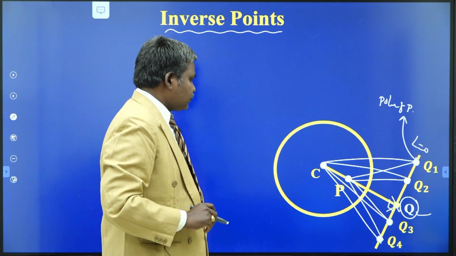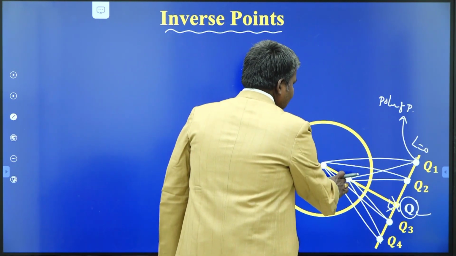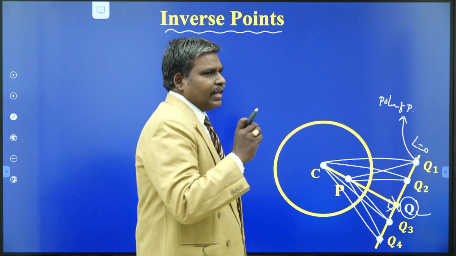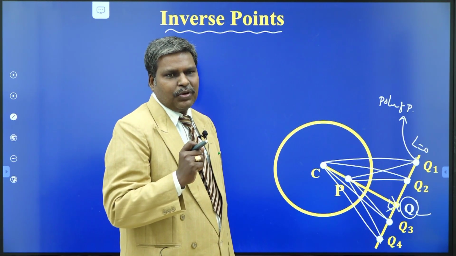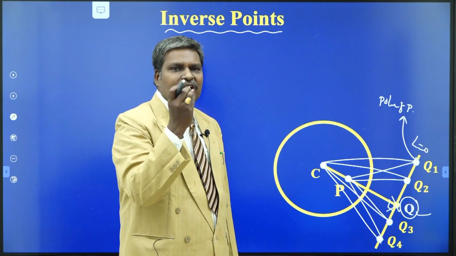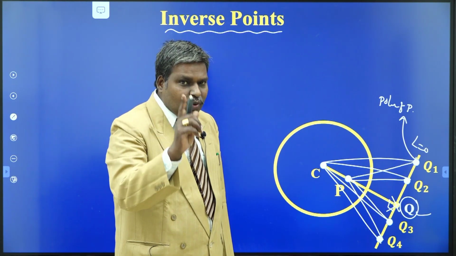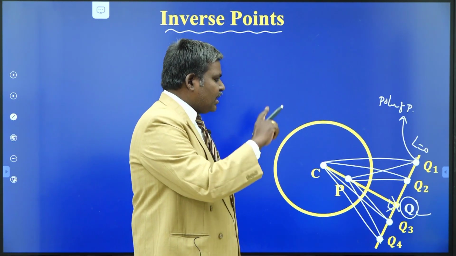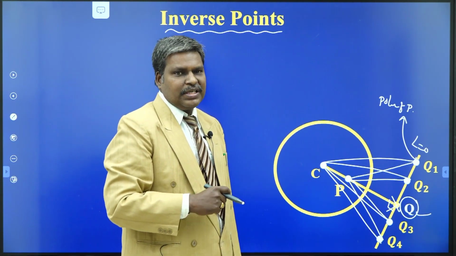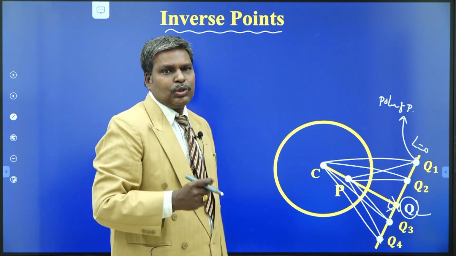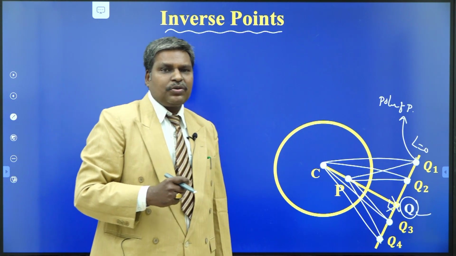See here, some point is there. If you draw the polar of P with respect to the circle, you can take an infinite number of points on that polar. Every point on that polar of P and P are conjugate to each other. But there is one and only one point on that polar such that CP and that point are collinear. At that time, those two points are said to be inverse points with respect to the circle.